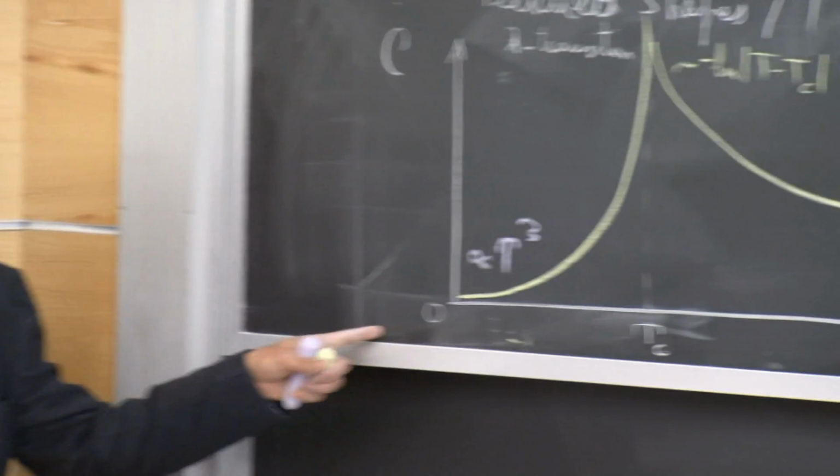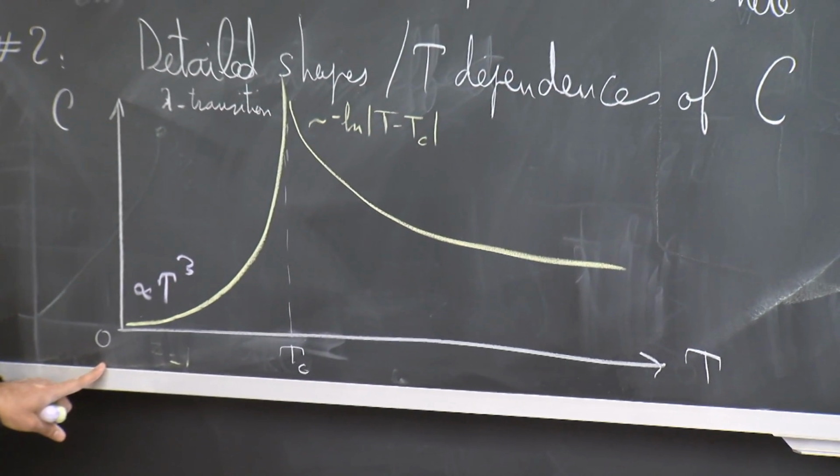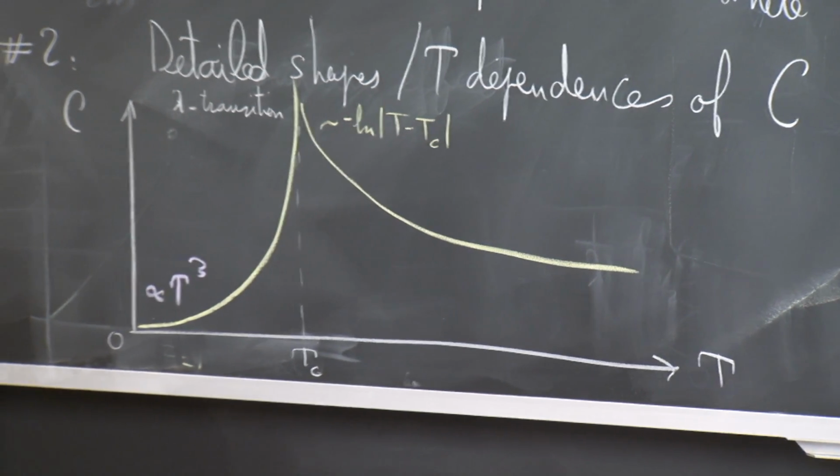And T cubed, if you go back in the course, is a signature of what was happening for phonons. So Landau looked at this and said there must be some kind of a phonon-like excitation going on, which is different from this k-squared excitation that we have.